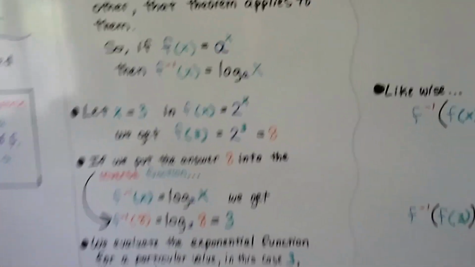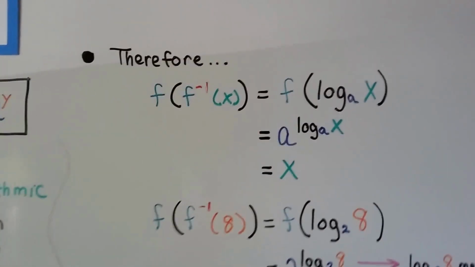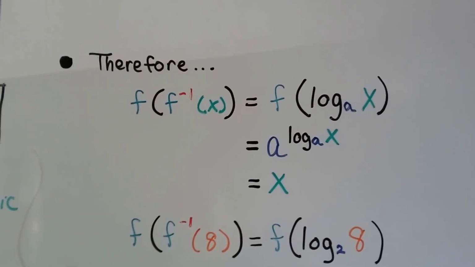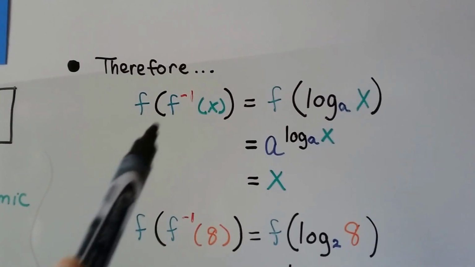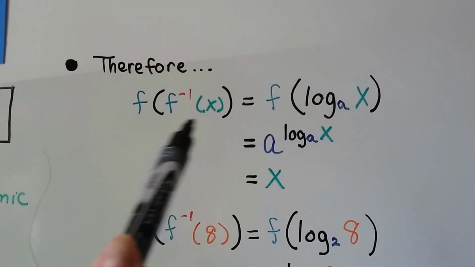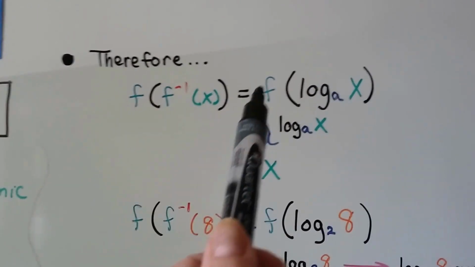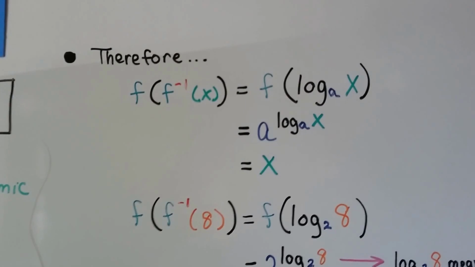All right? So, keeping all this in mind, therefore, the function of the inverse of the function of x equals the function of the log base a of x. So it's saying what's inside of this parentheses is equal to what's inside of this parentheses. Do you see that? They both have the f on the outside. So what's in this parentheses is equal to what's in that parentheses.